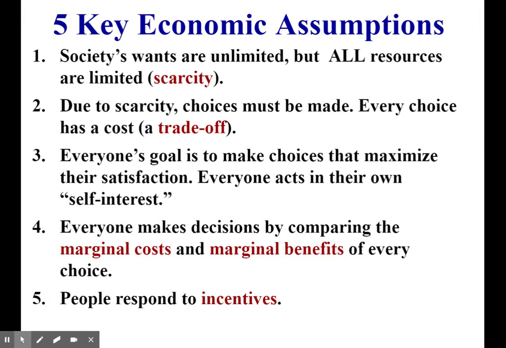So overall, when we think about economics, these are the 5 things that we want to keep in the back of our minds. Scarcity is the number one problem that we deal with. It's how we have to study things. Because of scarcity, we make choices and are faced with trade-offs. We do everything in our own self-interest. We measure our costs over our benefits, and we respond predictably to incentives. If we can remember those 5 things, everything that we do for this semester will make sense.